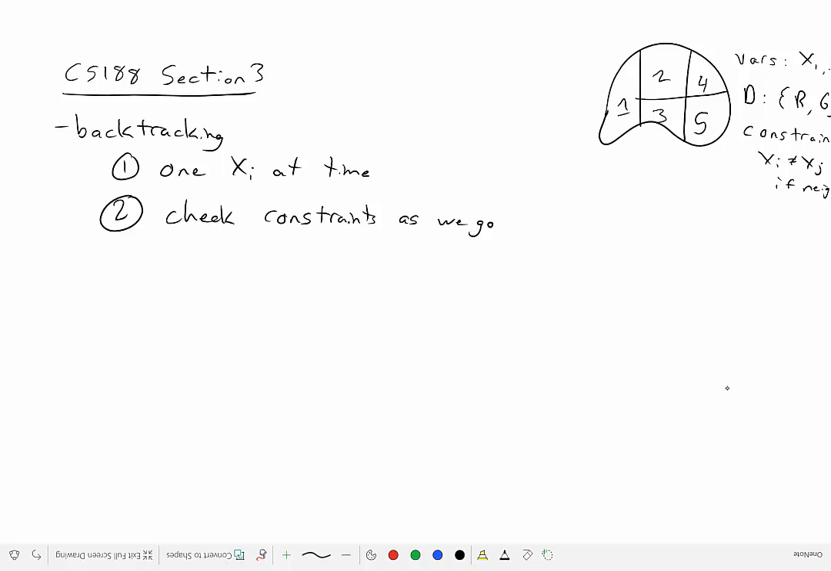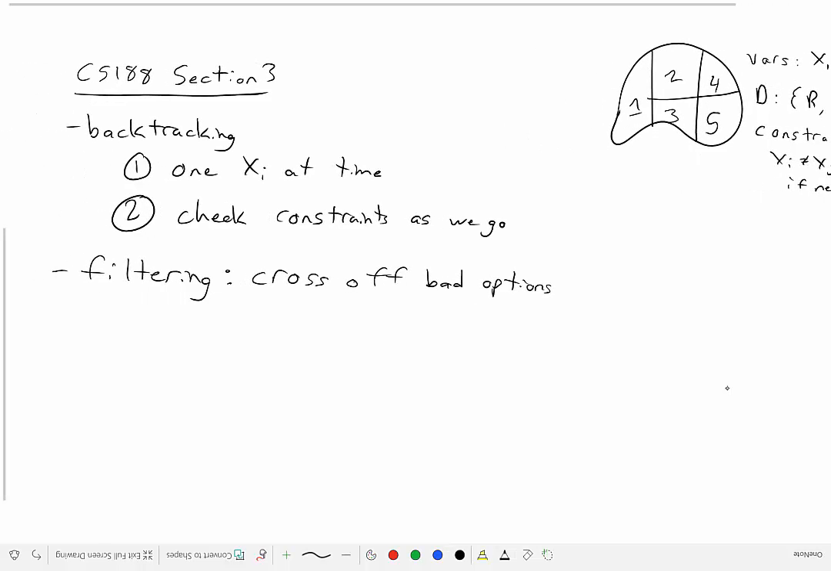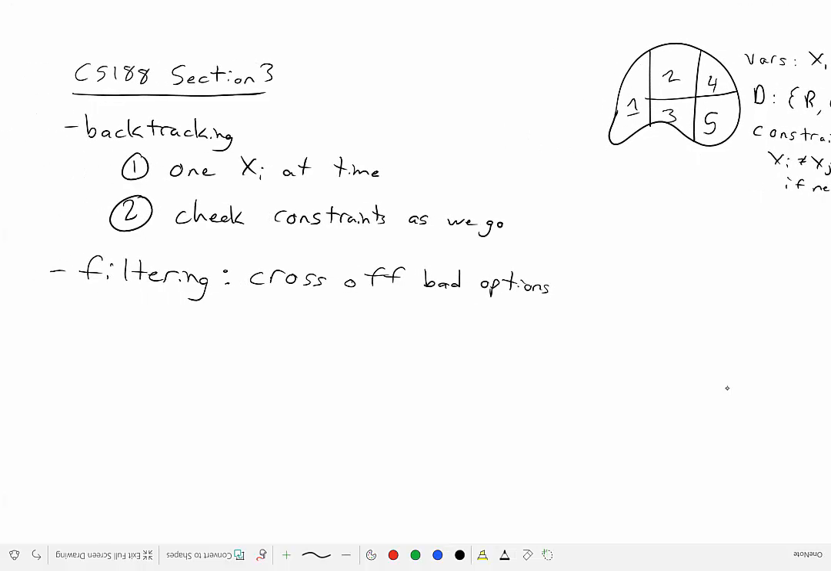Okay, so filtering. The idea of filtering is to cross off bad options. Now, what do I mean by bad options? Well, like I said before, if I assign state 1 to be red, a bad option for state 2 would also be red. So that's how filtering is going to work.